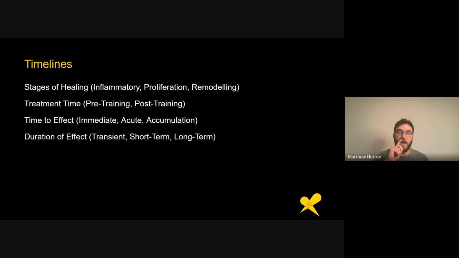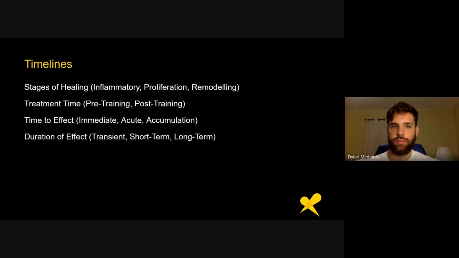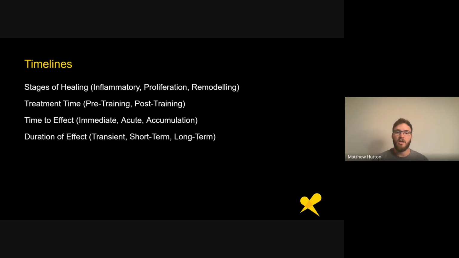So the stages of healing, I think, dictate everything else. Whether they're in the inflammatory phase, the proliferation phase, or the remodeling phase, I'm going to change the modality selection. If they are in the inflammatory phase, what is the problem they're going to face? Well, their body's trying to heal. Okay, don't mess with the healing because they're trying to heal.